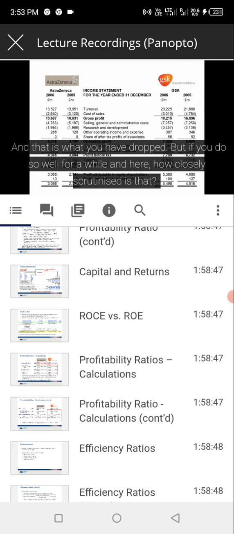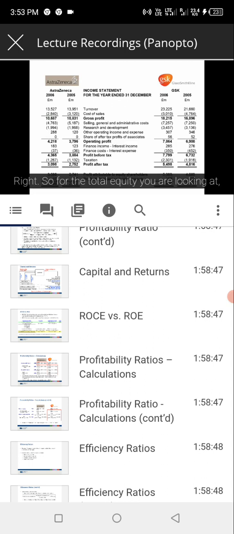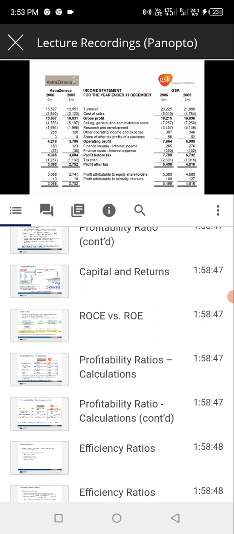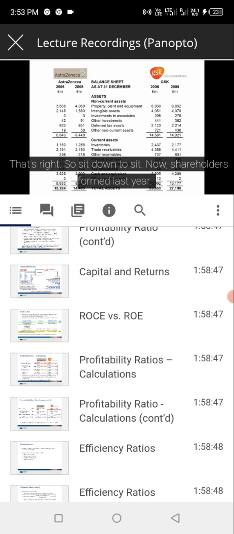So you can see the figures 3088, 2741, and here 5389 and 4689. Is that all right? So for return on equity, you are looking at the profit attributable to the shareholders of the parent, which is the same as profit after tax and minority interest. Is that all right? So we say they are the same.